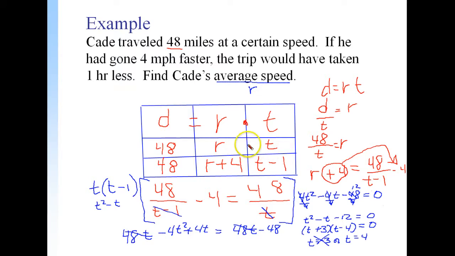Well, if I go to this equation, the first one, and I say my time is 4, I want to solve for rate again. Rate is going to be distance divided by time. I know my time is 4, so 48 divided by 4, my rate is 12 miles per hour.